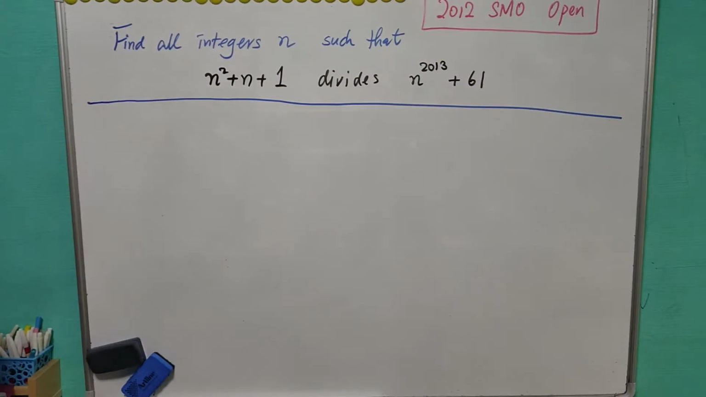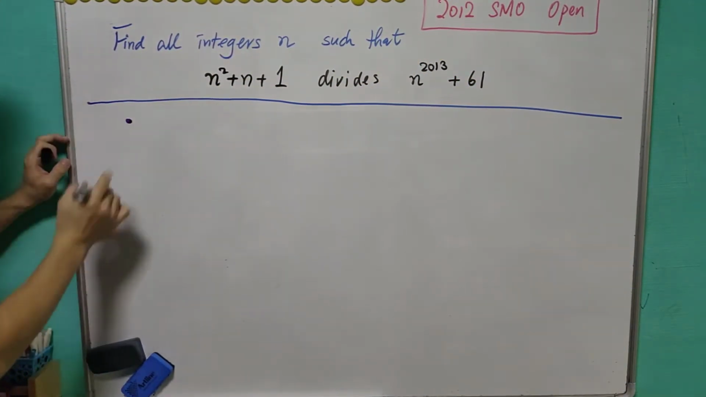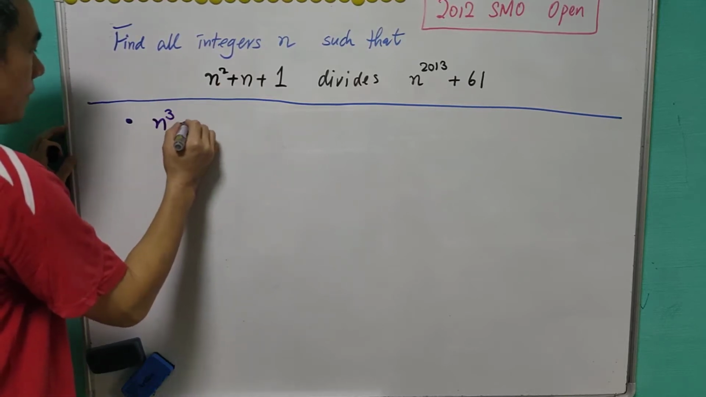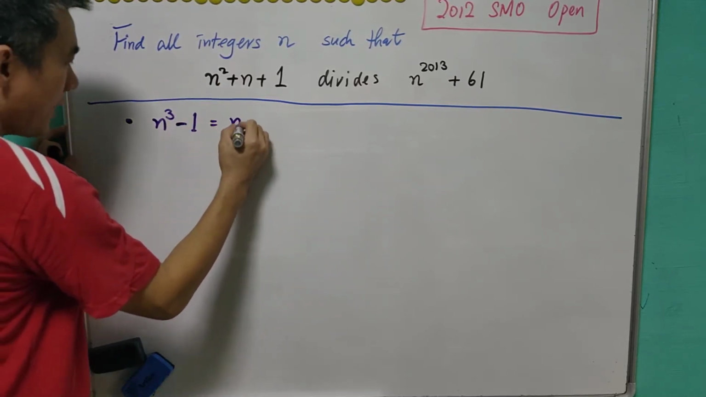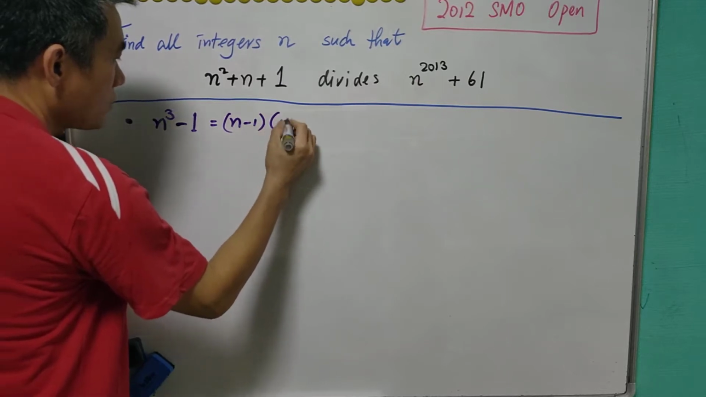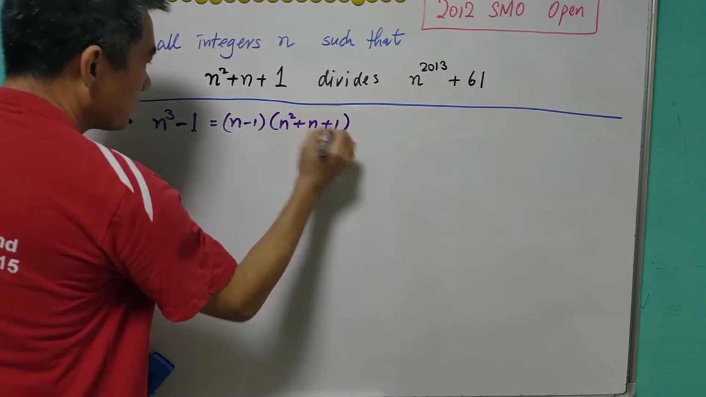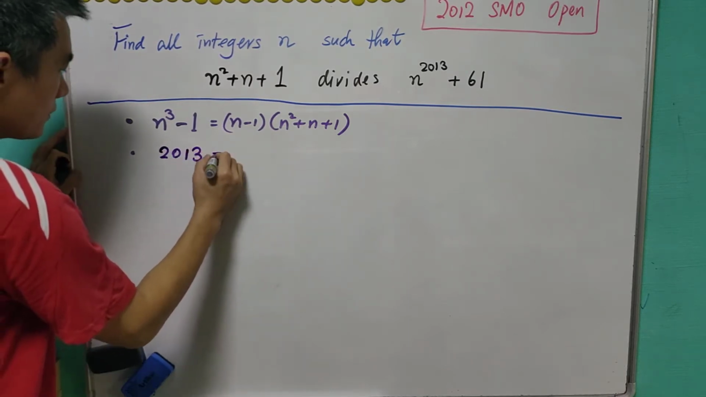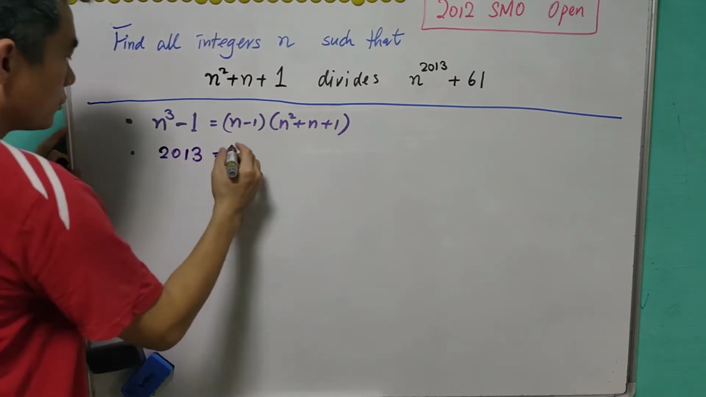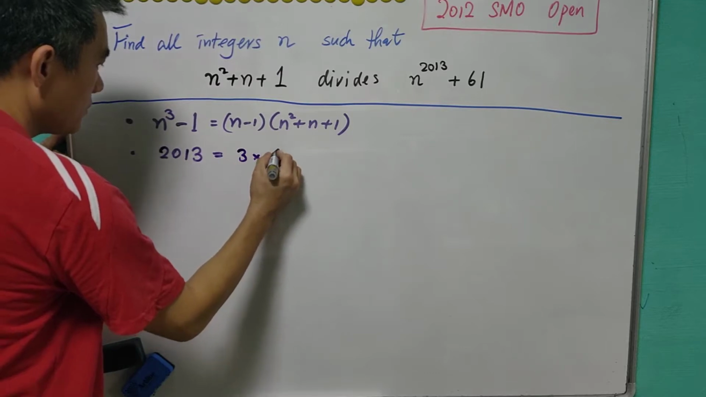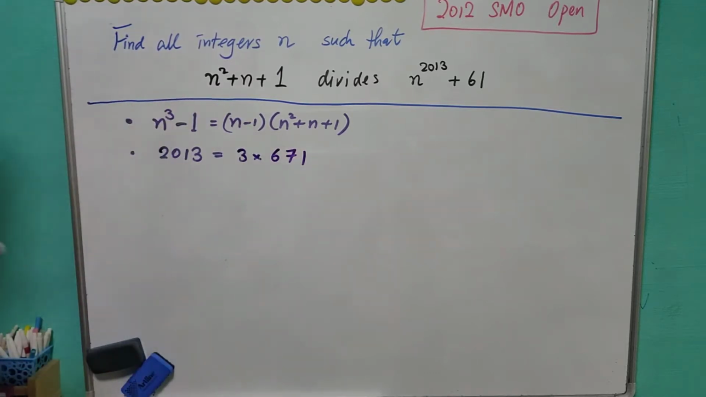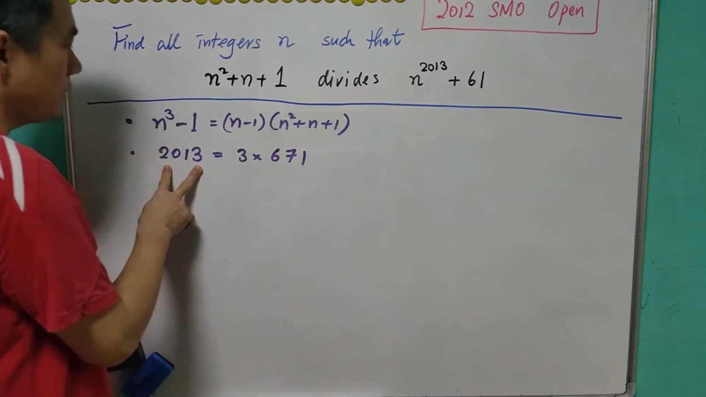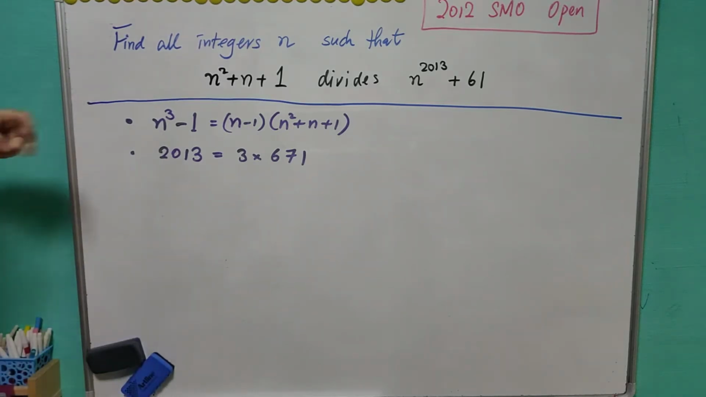Now there are two key ideas here. Number one, n cubed minus 1 can be written as n minus 1 times n squared plus n plus 1. And number two, 2013 is actually equal to 3 times 671, which means that 2013 is a multiple of 3. These are the key important ideas.